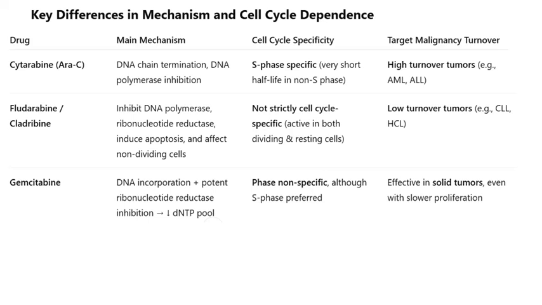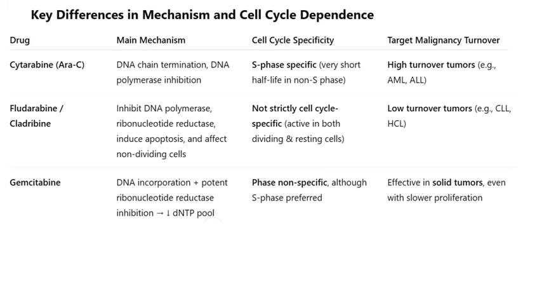Cytarabine, Ara-C: DNA chain termination, DNA polymerase inhibition, S-phase specific, very short half-life in non-S phase, high turnover tumors, e.g. AML, ALL. Fludarabine, cladribine: inhibit DNA polymerase and ribonucleotide reductase, induce apoptosis, and affect non-dividing cells. Not strictly cell cycle specific, active in both dividing and resting cells. Low turnover tumors, e.g. CLL, HCL. Gemcitabine: DNA incorporation plus potent ribonucleotide reductase inhibition, depleting the dNTP pool. Phase nonspecific, although S-phase preferred. Effective in solid tumors, even with slower proliferation.